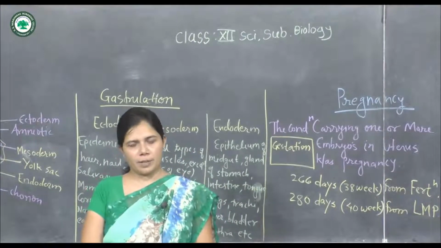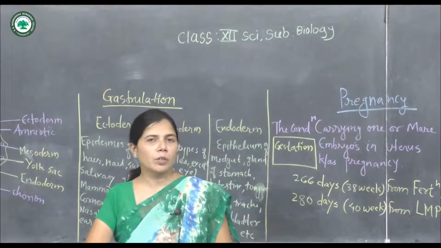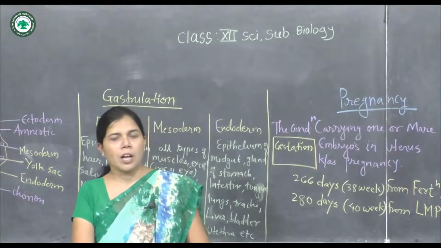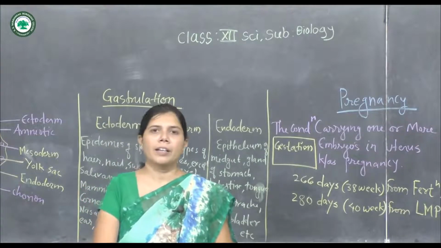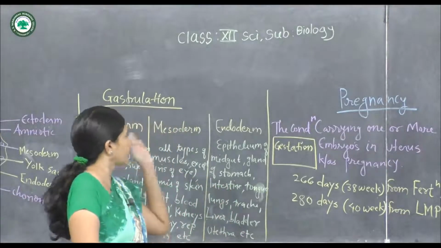Today we will discuss the topic of embryonic development from the chapter Reproduction in Lower and Higher Animals. In the previous video we discussed cleavage, blastulation and implantation. Today we will discuss the topic of gastrulation.